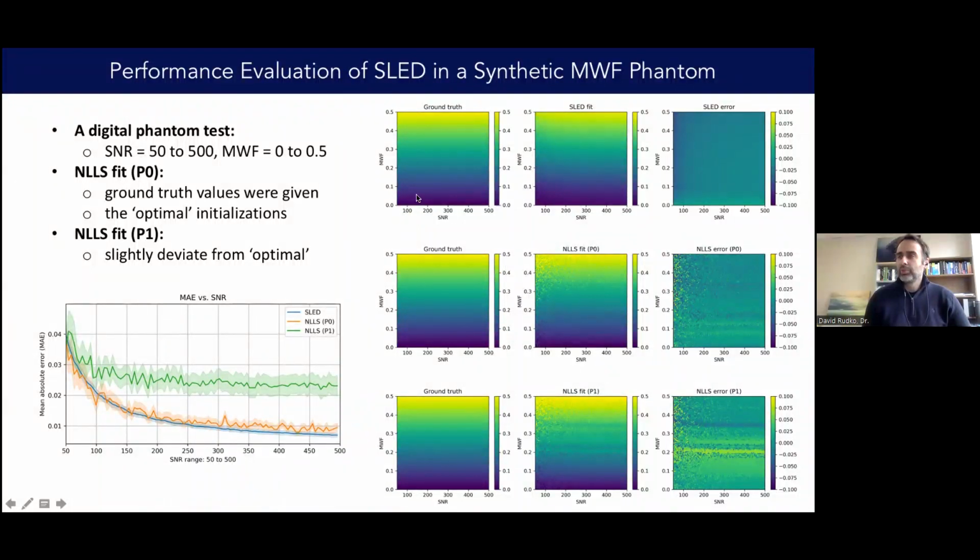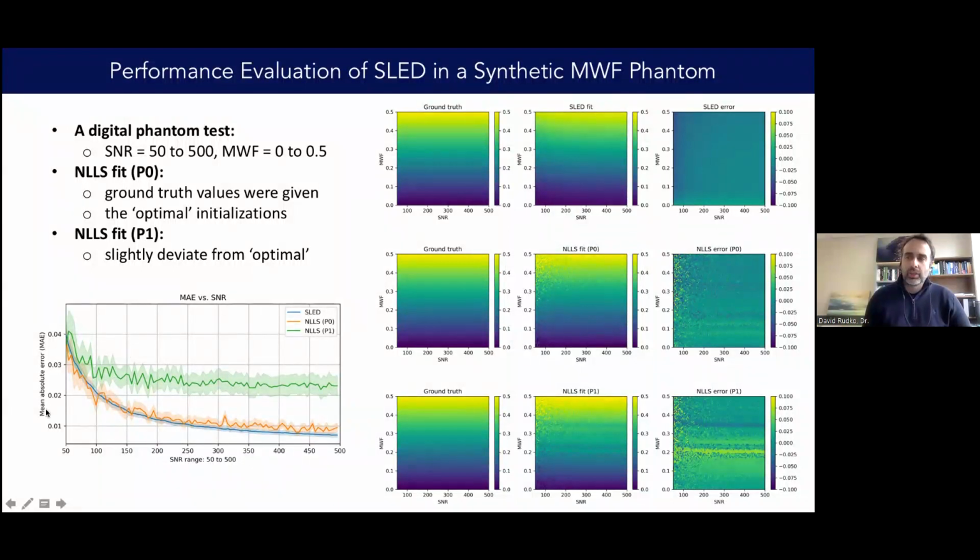And he could prove that if you look over here at the error maps, you can see that the traditional NLS, even if you seed it with the optimal parameters from the ground truth map, has a higher mean square error compared to the SLED maps. And this is a good property of the SLED because it tolerates low SNR data, and sometimes the later echoes in the multi-echo gradient echo data can have quite low SNR.